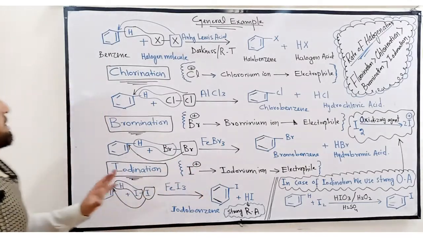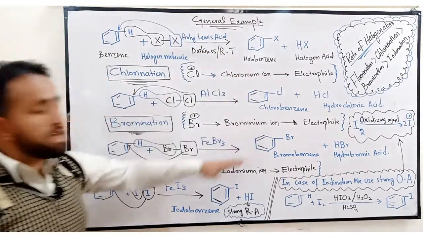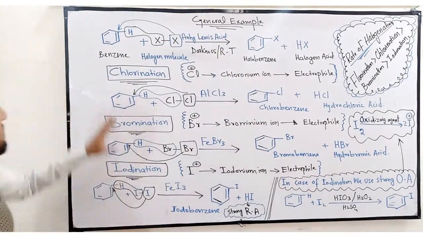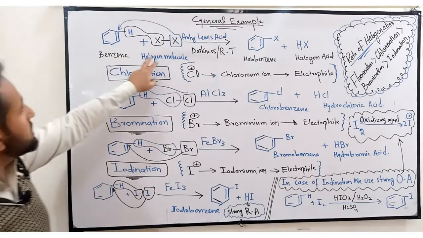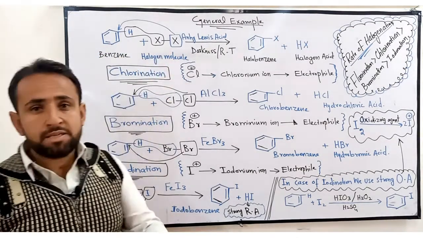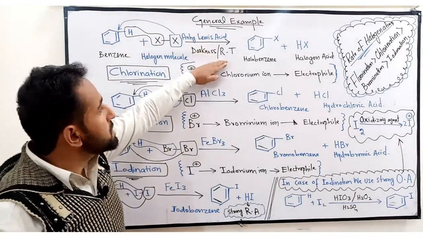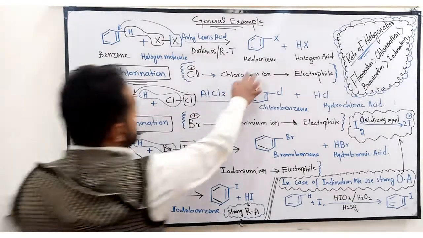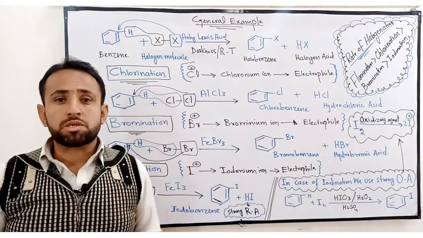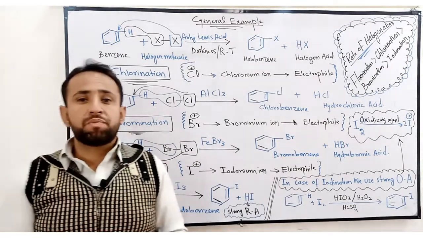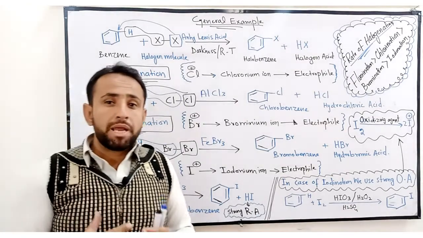So now these are the general examples with the specific examples. The first one is the general example in which benzene is reacted with a halogen, that is X2, in the presence of an anhydrous Lewis acid at room temperature. What is formed? Halobenzene plus halogen acid.